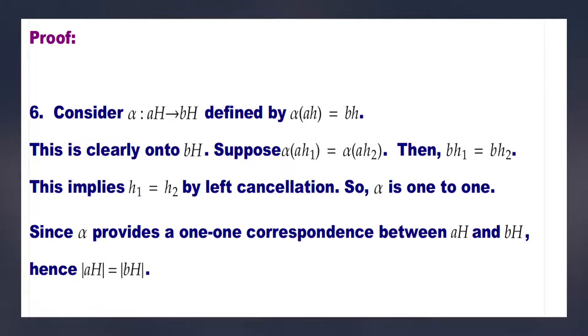This is clearly onto bH. Suppose α(ah1) = α(ah2). Then bh1 = bh2. This implies h1 = h2 by left cancellation. So α is 1-1, since α provides a 1-1 correspondence between aH and bH. Hence, the cardinality of aH is equal to the cardinality of bH.